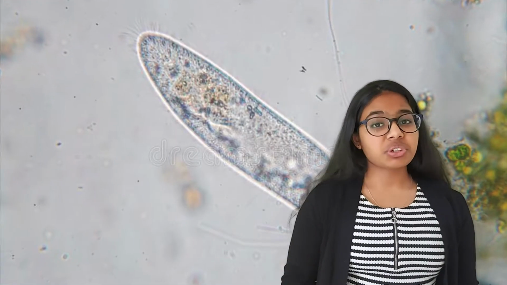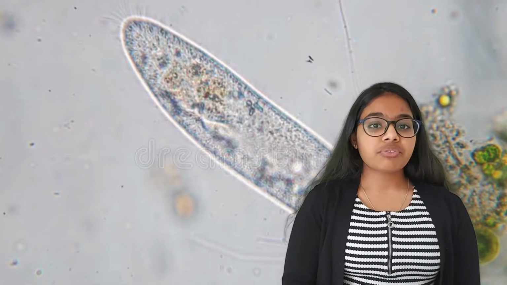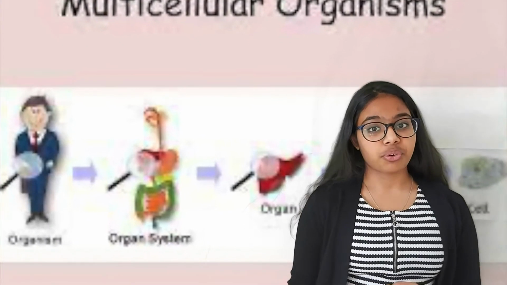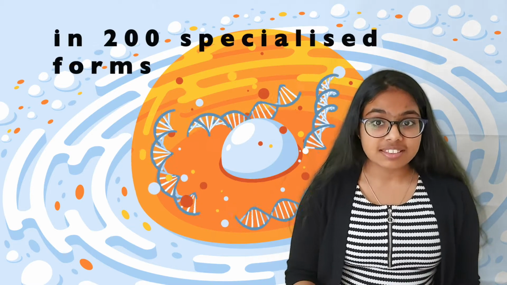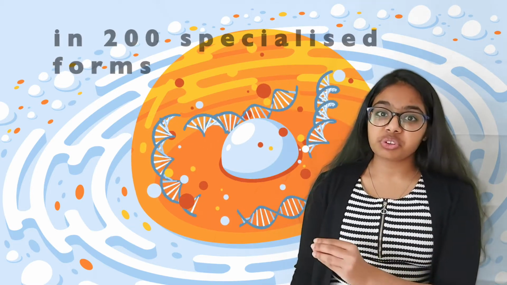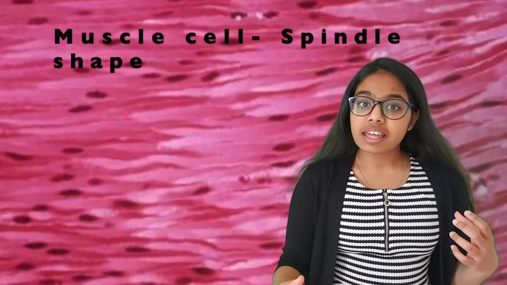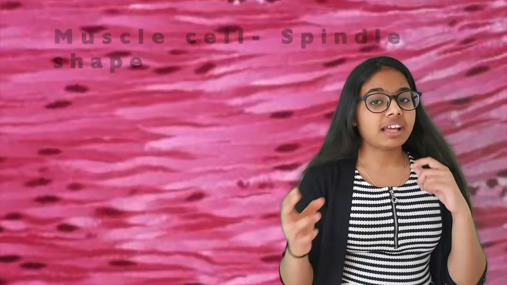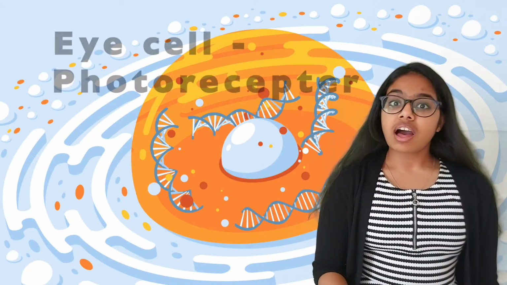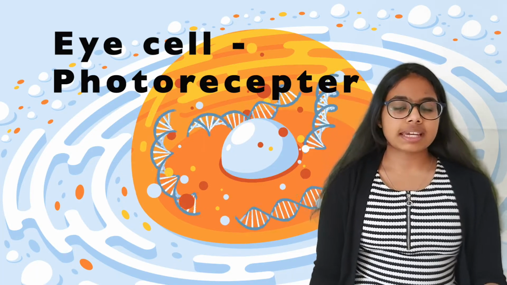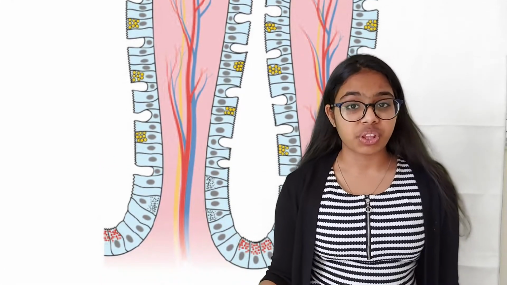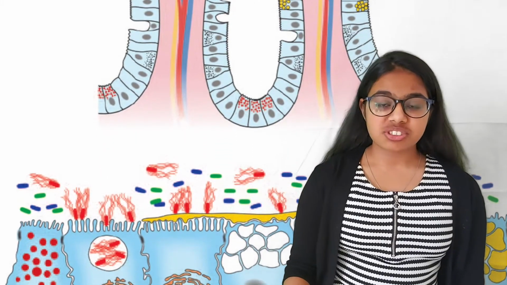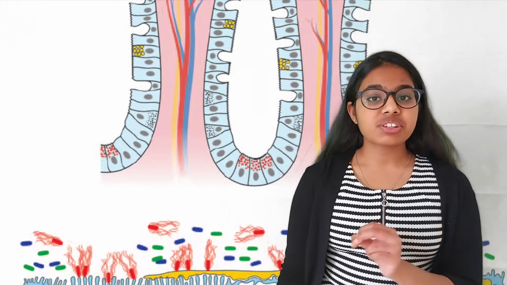Some organisms are unicellular, but some are made up of trillions of cells with hundreds of different forms. An adult body has about 200 trillion cells in 200 specialized forms. For example, the smooth muscle cells have long spindle-like microfilaments that help them expand and contract. The eyes contain photoreceptors to detect light. And the cells of the intestine are covered with tiny microvilli. They're tiny finger-like extensions that increase the intestinal surface area.